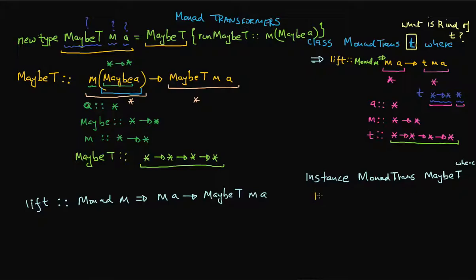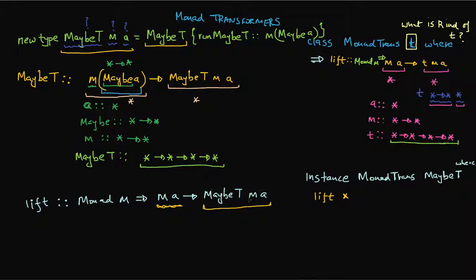Let's implement this. So I'm going to say lift. What does lift do? Well, it takes in a value of some type m a, right? So I'm just going to say lift of x, where the type of x is m a. And what does it give you back as a return? It gives you back some value that has a type of MaybeT m a. What is one such value that may have a type of MaybeT m a?